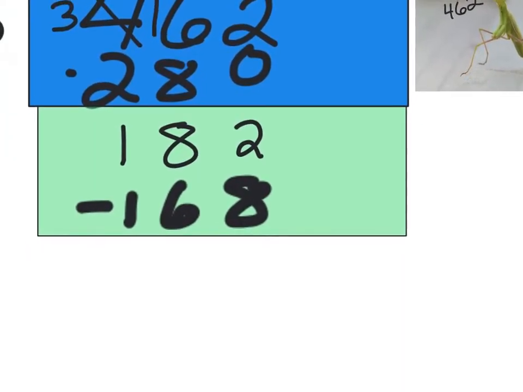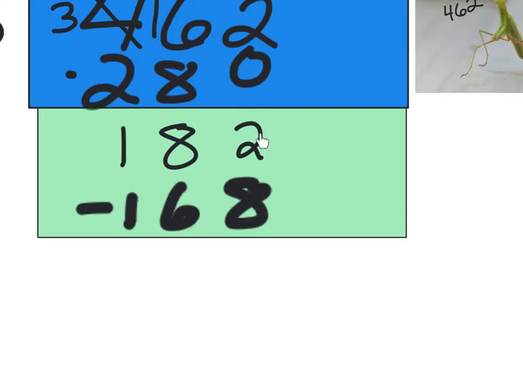Before I do, I got to look for trouble coming. And bam, I got it right away, don't I? So I'm going to borrow from this 8, turn it into a 7, and turn this 2 into 12. And then I am all good to go because I have no more trouble coming and none there either.